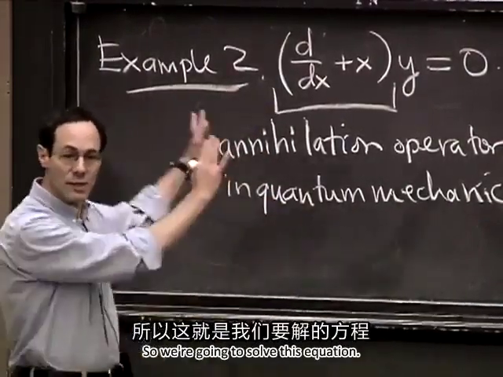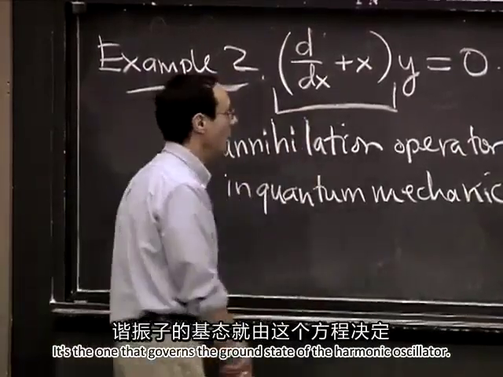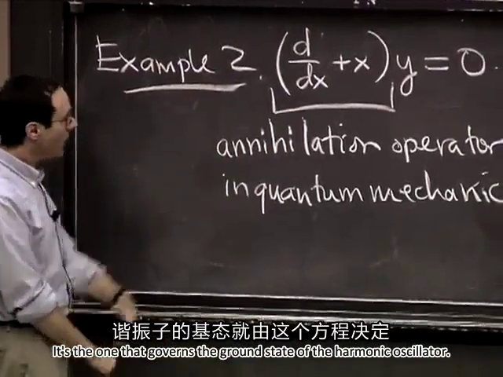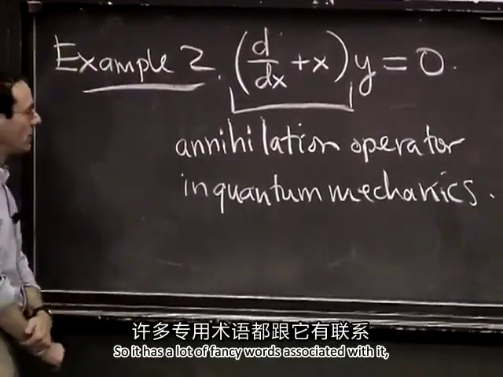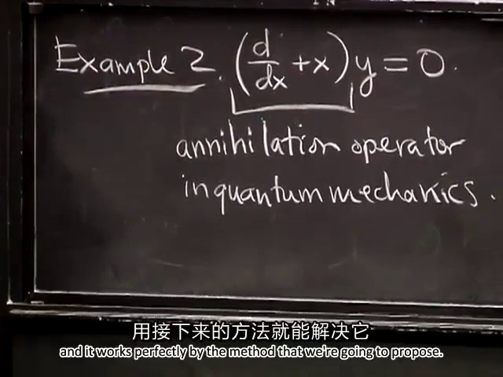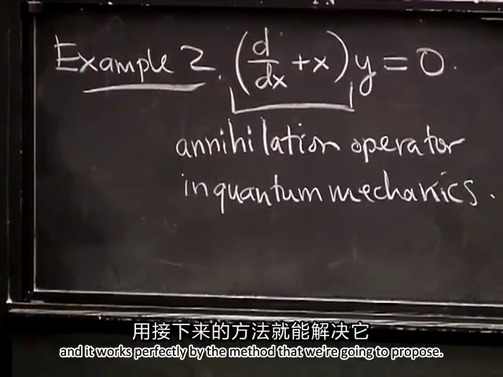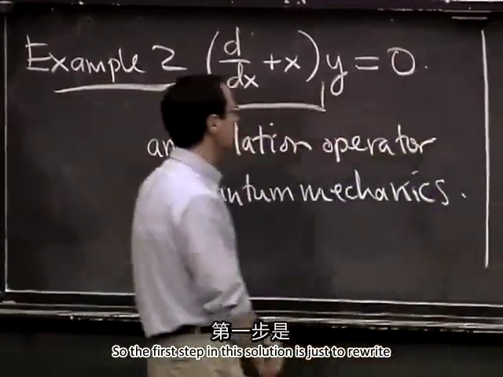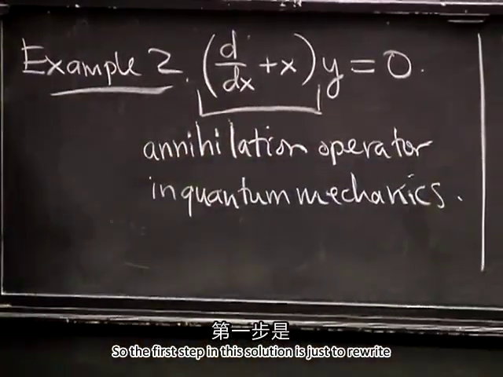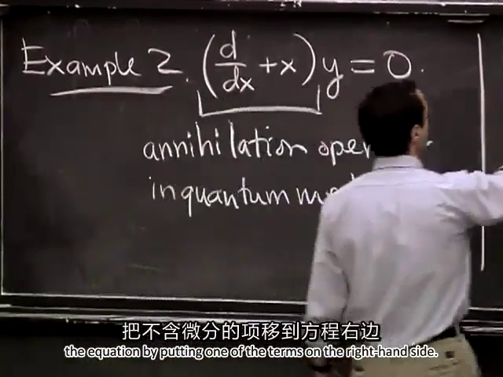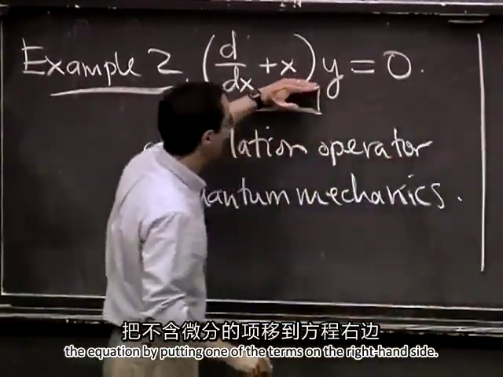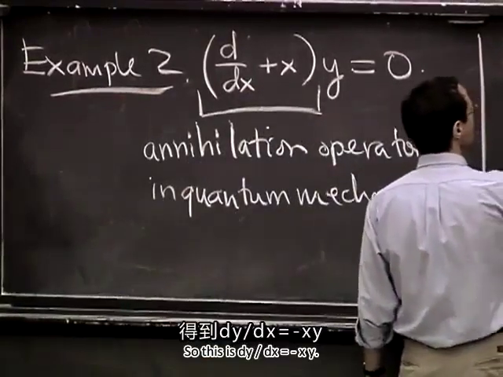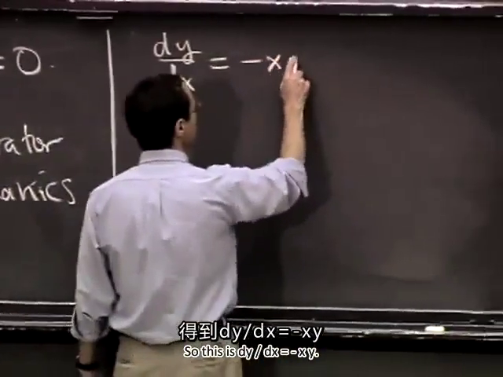So we're going to solve this equation. It's the one that governs the ground state of the harmonic oscillator. All right? So it has a lot of fancy words associated with it, but it's a fairly simple differential equation, and it works perfectly by the method that we're going to propose. So the first step in the solution is just to rewrite the equation by putting one of the terms on the right-hand side. So this is dy/dx is equal to minus x times y.